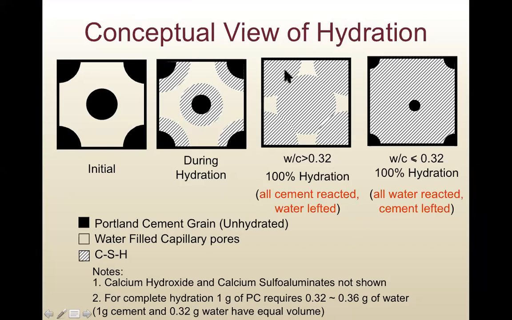So the CSH will precipitate on the surface of the cement grain, so the cement grain, the black area, will shrink. Water is also consumed, and more hydration product, CSH, is produced here. So this figure just simplifies the hydration process. Other hydration products such as calcium hydroxide, ettringite, and monosulfoaluminate are not shown here, so it only shows CSH.